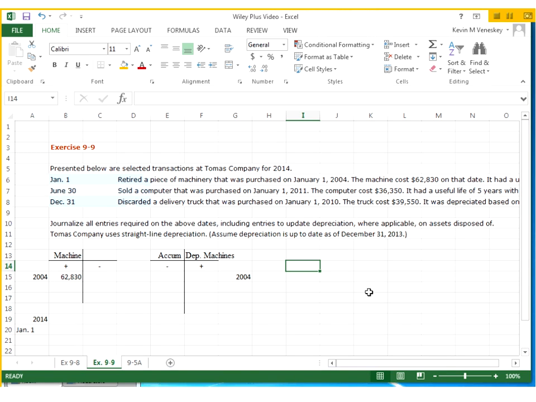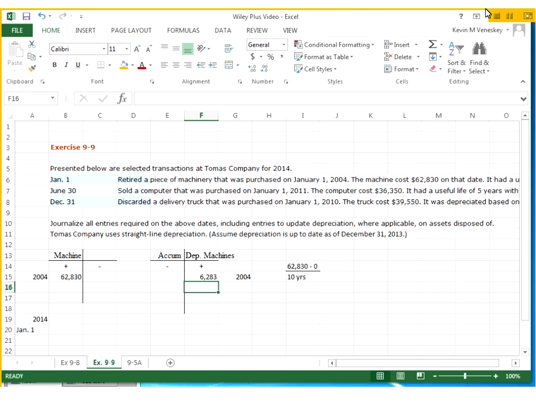Well, let's go to my straight line formula. It says we use straight line here in the instructions. So remember, you take the cost minus your salvage value, which in this case is nothing, so minus 0, and then divide it by the useful life, which was 10 years. If you do that calculation, it's real easy. You move the decimal. $6,283 for the year 2004.